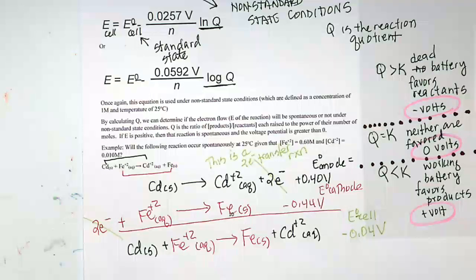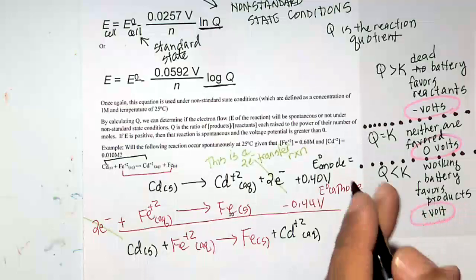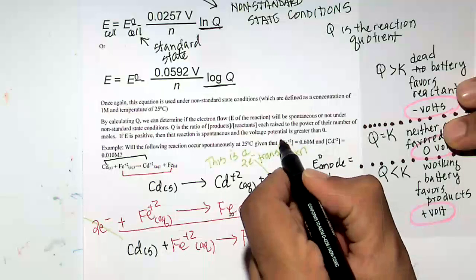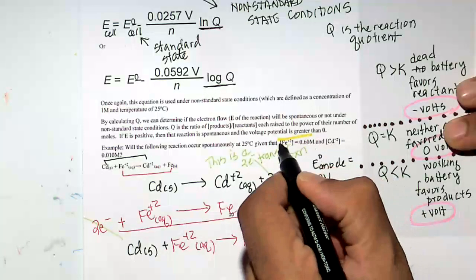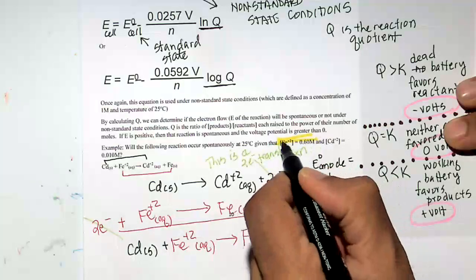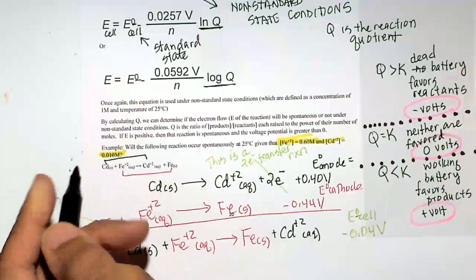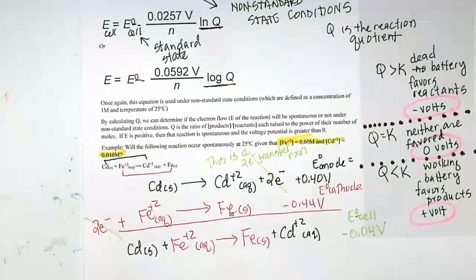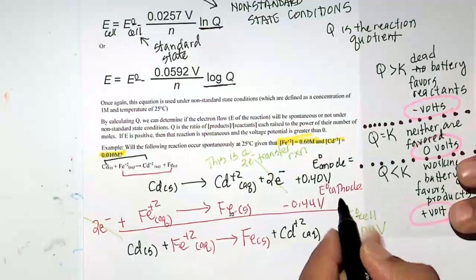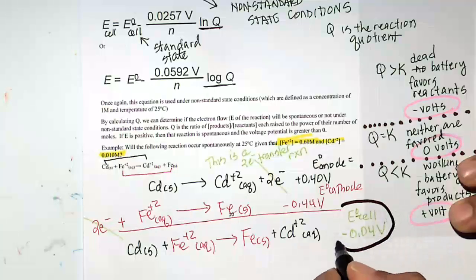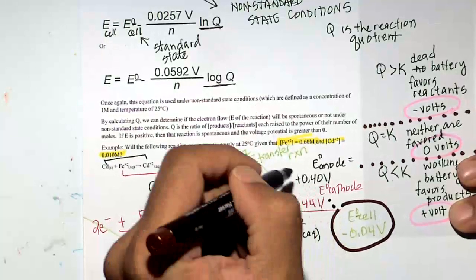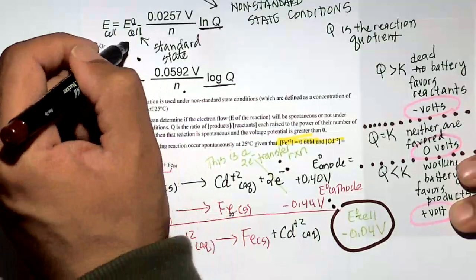But these are non-standard state conditions. How do you know they're non-standard state conditions? Look at the concentrations. The concentrations are not 1 molar. If they're 1 molar, that's standard state. So now we have this standard voltage of the battery, and we can plug that in here.